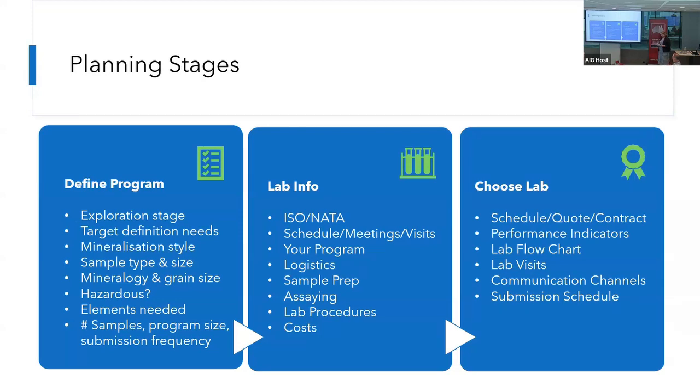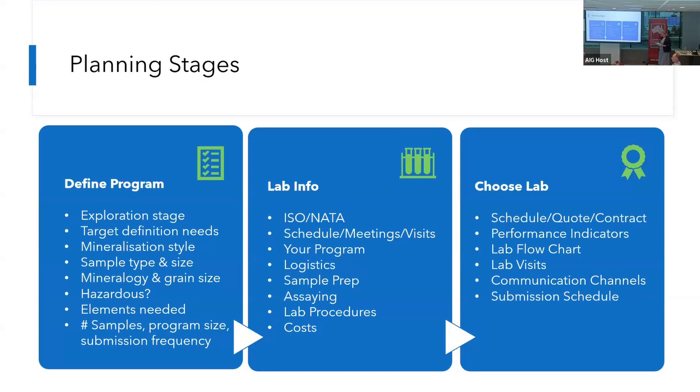Once you have all this, it's time to choose a lab. It's good to document lab and assay method selection, including pros, cons, costs, and final decision in context of appropriateness for your program. For costs, are you using a lab schedule, a personalised quote, or a contract? This will often be company and/or project dependent.